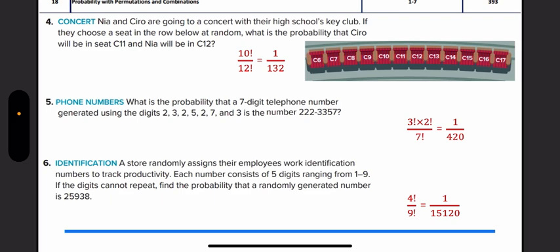First of all, what is the total number of chairs or seats that we have? If you count these seats in the picture, it's 12 seats. So I will put 12 factorial in the denominator. Then I will go up. He's asking about Kiro and Nia. Kiro and Nia are 2, subtracted from 12. The remaining is 10. So I will put 10 factorial in the numerator. Now, do I know their order? Yes, I know. Kiro will be in seat C11 and Nia will be in seat C12. No repetition, no unknown order. I know their order, so I will not add anything.